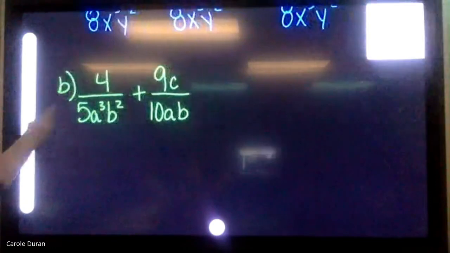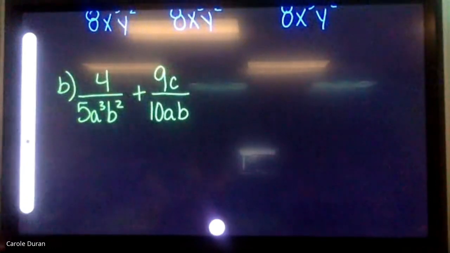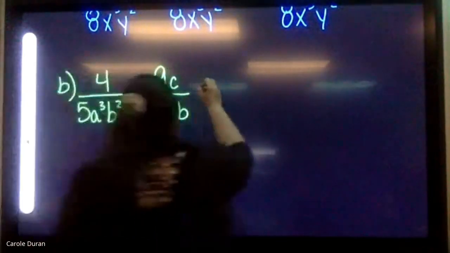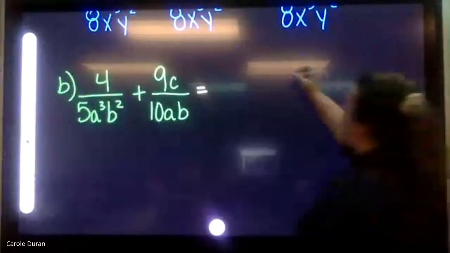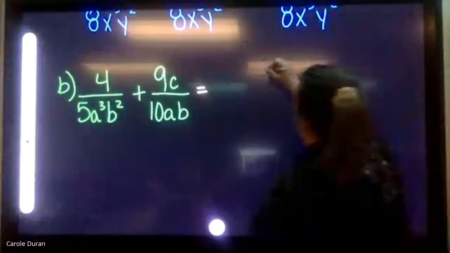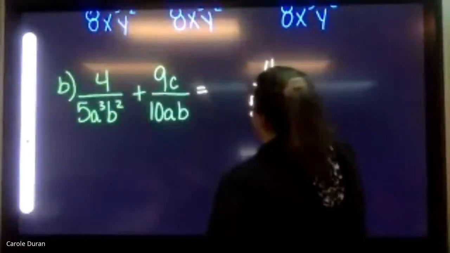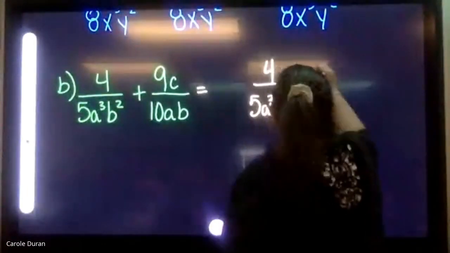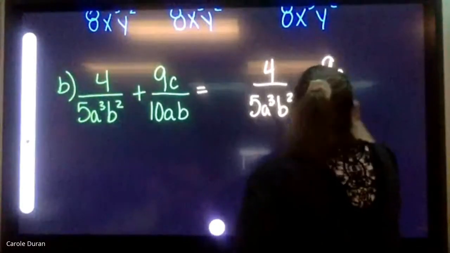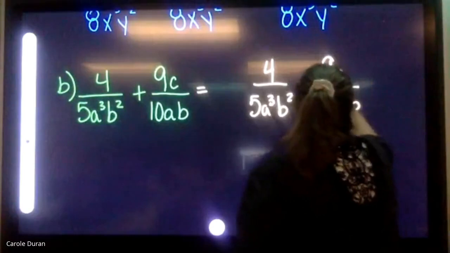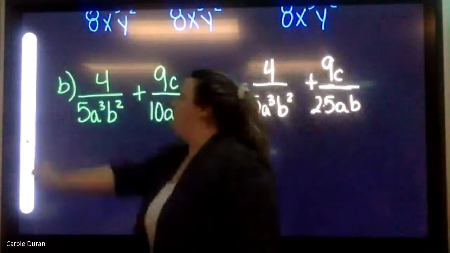So I'm going to leave space in front of my first fraction and after my second fraction, so we can go ahead and put in the stuff that we're adding in, but I'm going to go ahead and break them down. So the first fraction is going to stay the same. The second fraction, I'm going to break down the 10 into 2 and 5. And then we're going to see what we need to add in.